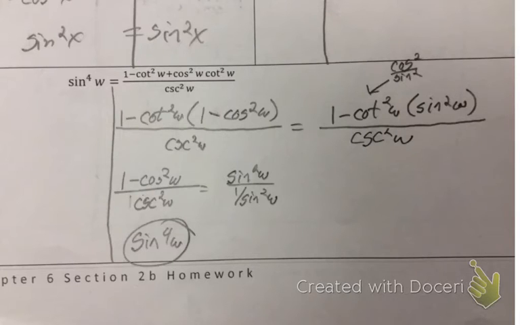And then I'm thinking about cotangent. Cotangent squared is just cosine squared over sine squared. So that means my sine squareds would cancel out, and I'd be just left with 1 minus cosine squared on top again, which factors down to sine squared.